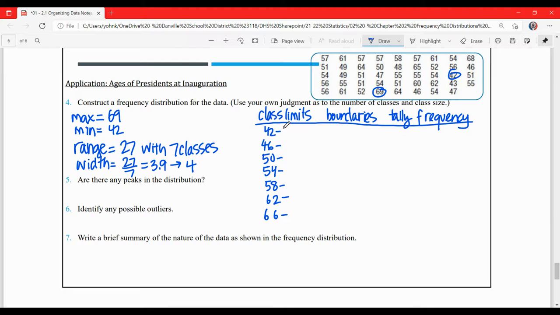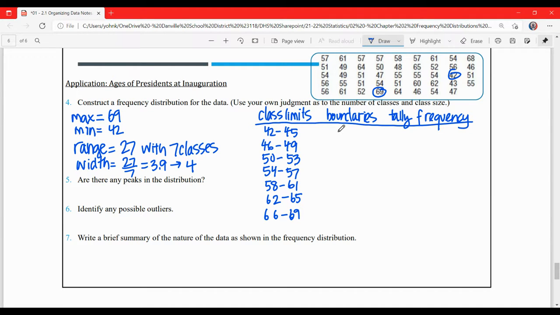Then to find the upper limits, you can look at the next lower and subtract 1. So that goes to 45 and 49. Now you can keep adding 4, or you can go to the next lower to find the previous upper. So this would be 53 and 57, 61, 65, and 69.